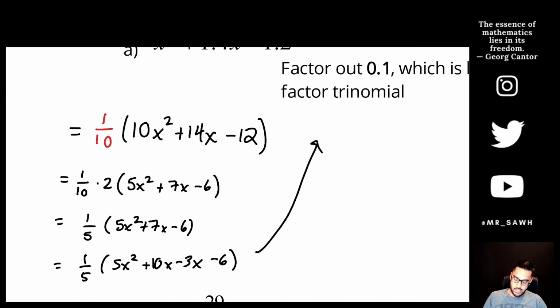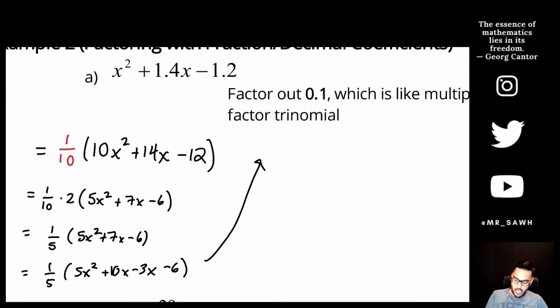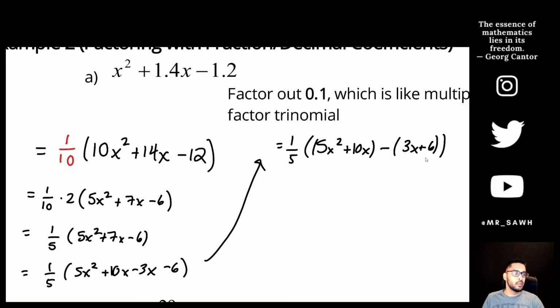If you make your groups like we've done before, this time it's got a negative sign to worry about. So there's my 5x squared plus 10x. There's a minus sign this time, so the other two terms will switch signs when we put the brackets around them. And now we can just factor.